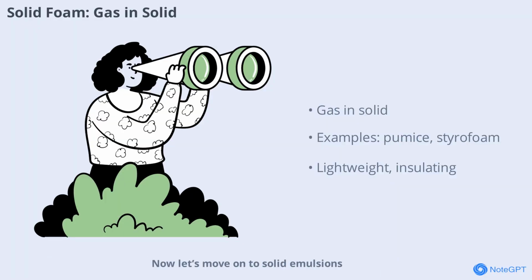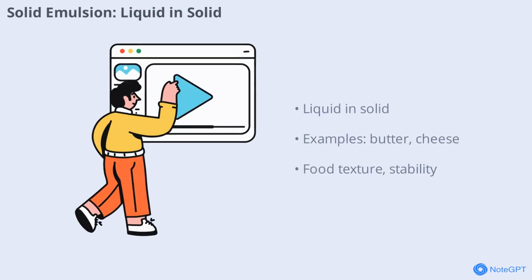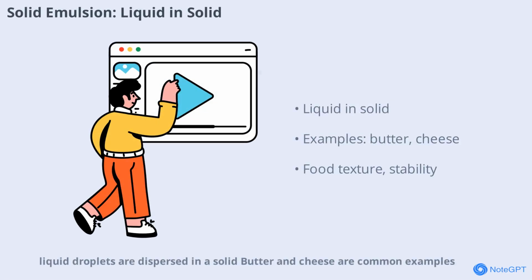Now let's move on to solid emulsion. Solid emulsions are colloidal systems where liquid droplets are dispersed in a solid. Butter and cheese are common examples. The liquid phase is trapped within the solid, giving these foods their texture and taste. Solid emulsions are important in food science, helping to create products with specific mouthfeel and stability. Understanding solid emulsions allows food technologists to innovate and improve products.